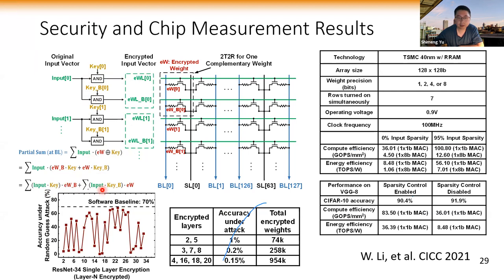So this chip can support this feature, and we analyzed some random guess attacks on the chip. If we randomly guess the key, then for the ResNet, sometimes you can get slightly better accuracy because there are some bypasses from layer to layer. But if you encrypt more layers, then you can kill the accuracy under the attack.